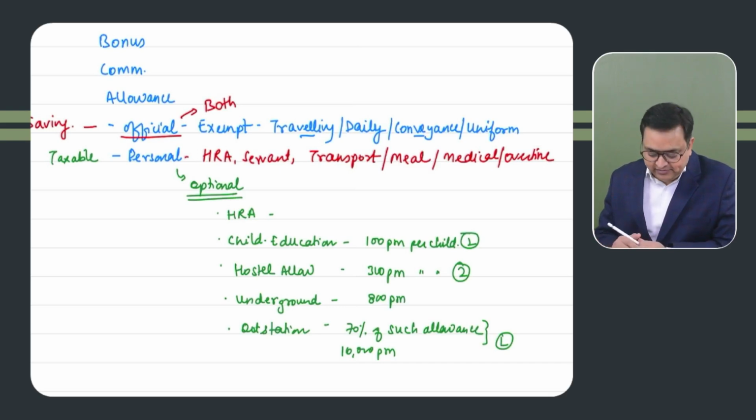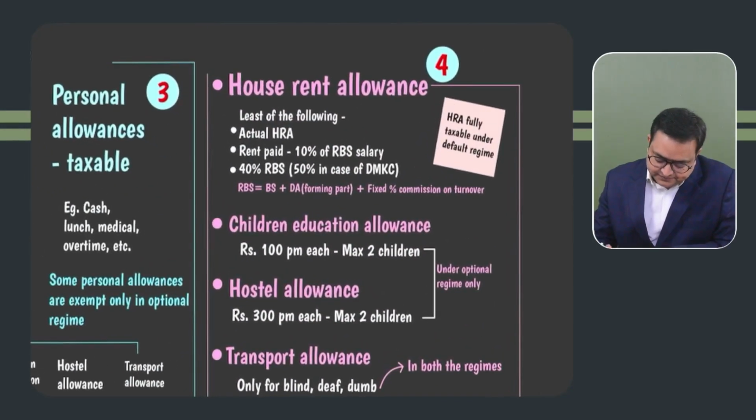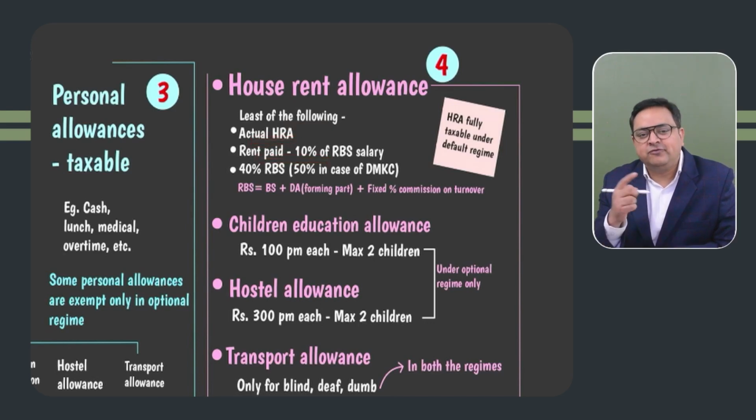They all would be taxable. But here, they would be exempt. What about house rent allowances? House rent allowances are exempt under optional regime up to the least of the following. There are three things which you have to see in HRA. See, the least of the following would be exempt: actual HRA, rent paid minus 10% of salary, or 40% of salary, or 50% of the salary.